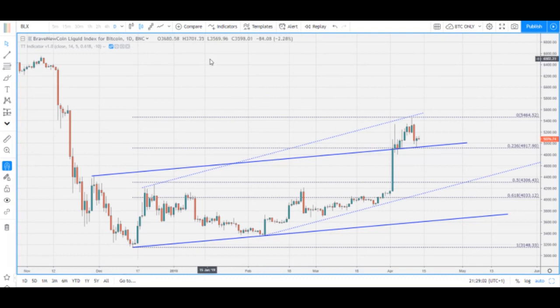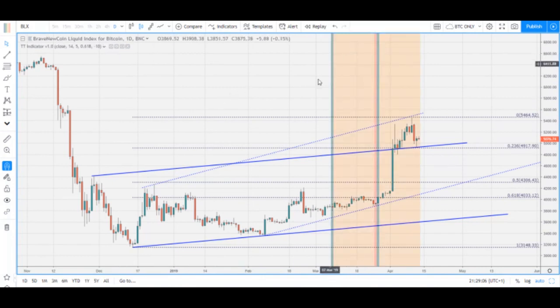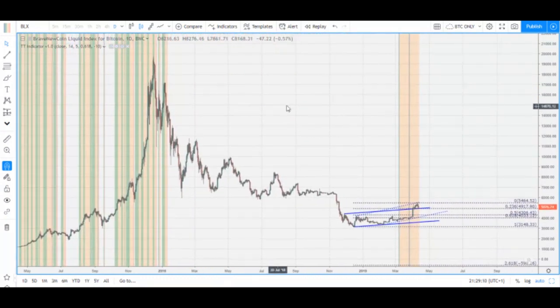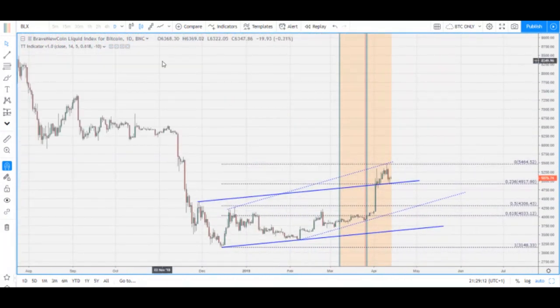I'm here today to very quickly go over the TT Indicator version 1.0. TT stands for Trend Trade In. I'll explain what it is, how I use it, and how you can use it too.